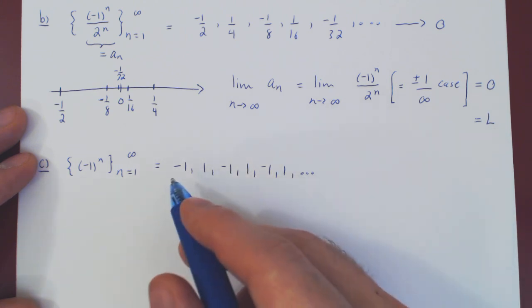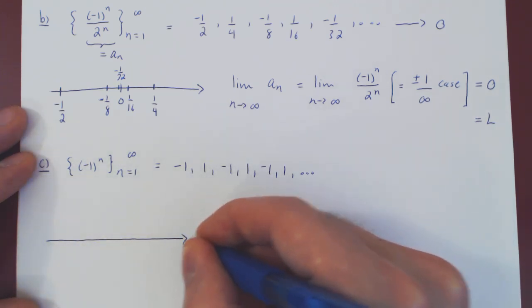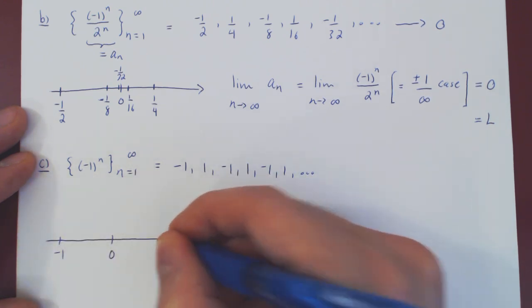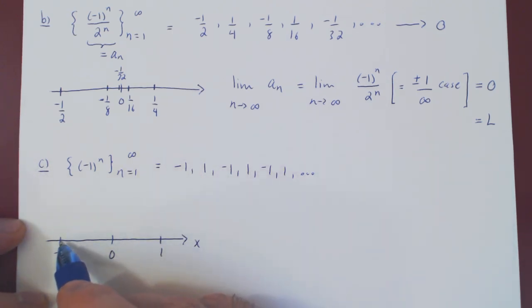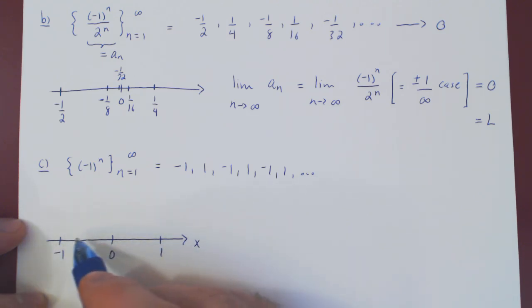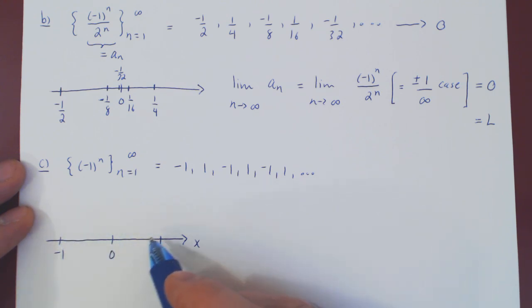And so if you look at this along the real line, the first term of your sequence is negative 1, so you're here. Then the next term is 1, then it's negative 1, then it's 1, then it's negative 1, then it's 1, then it's negative 1. So we oscillate forever between 1 and negative 1. The question is, are we getting closer and closer to a fixed real number, a unique fixed real number?